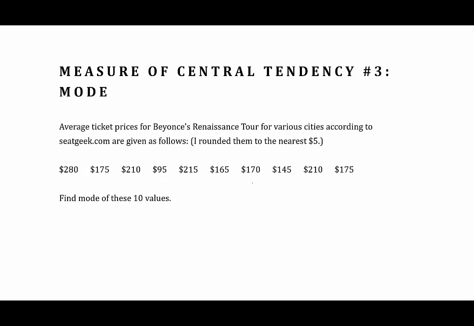Nothing stands out. How about our Beyonce Renaissance Tour tickets? This one, again, if you want to go back to the median, you can, but there is one that repeats 2 times, and that's the 175, and that's the only one. So this one has one mode, and that one mode is $175. And these were my examples of the measures of central tendency.